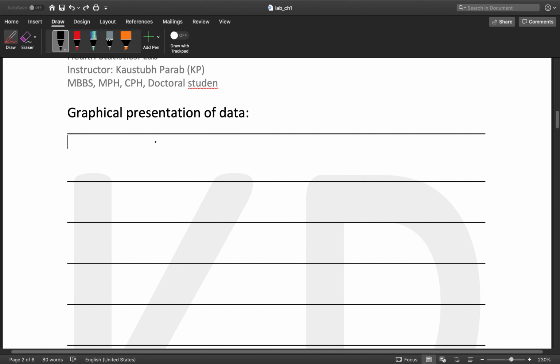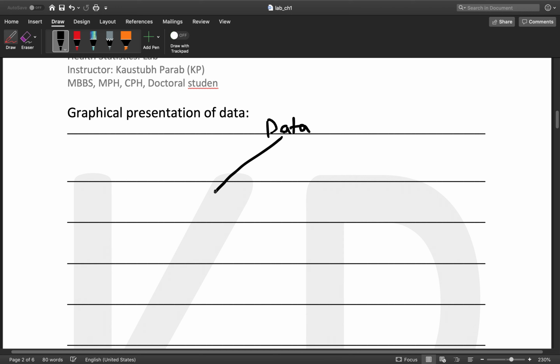Hello everyone. So in this lecture we are going to go over graphical presentation of data. Data can be visualized by creating graphs, and quicker interpretation of data can be achieved through this graphical presentation. And you can use different kinds of graph depending on the nature of data.